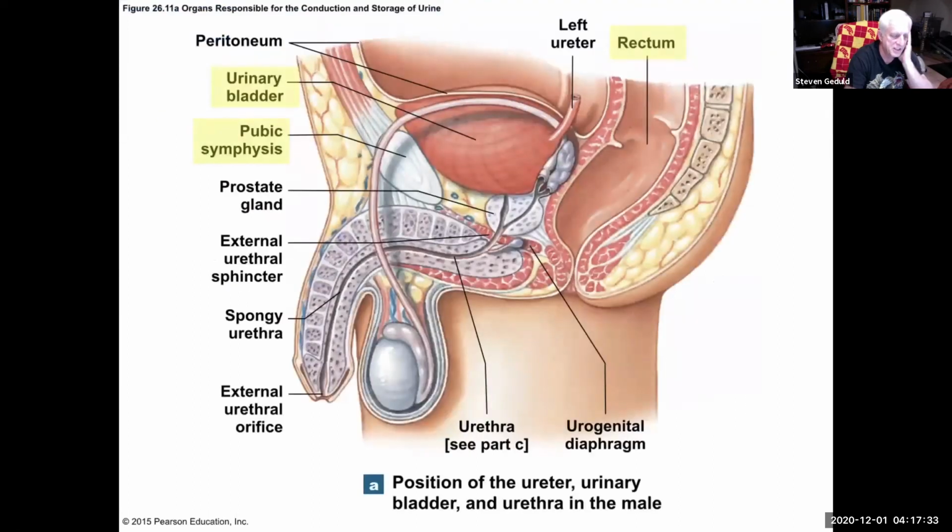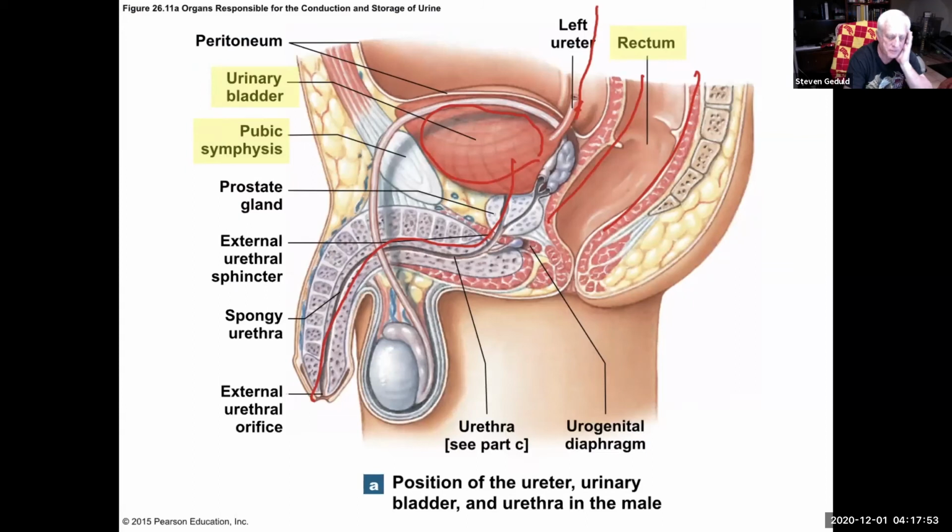This is in the male. So here's the rectum. Here's a urinary bladder. This is the ureter coming out into it. And it feeds down through the urethra. We'll go through all the different sections in just a second.